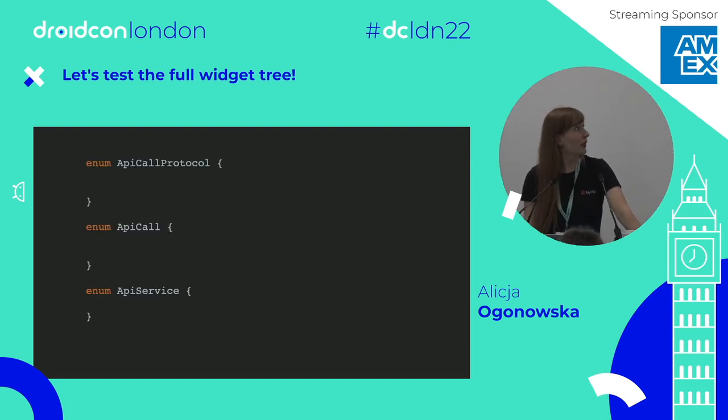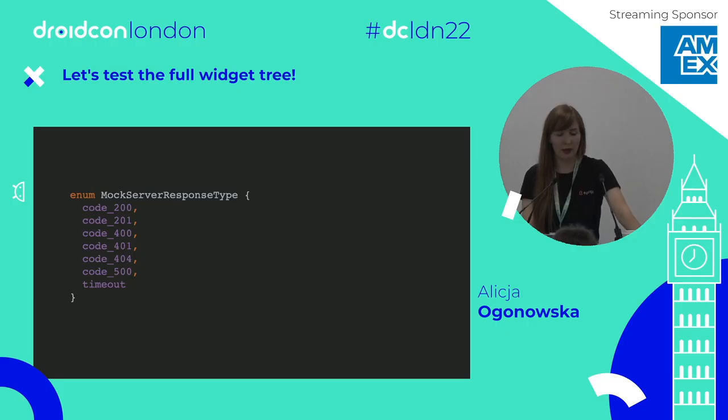So some simple classes that will be useful for mocking it. It will be an API call protocol. And as I said, I'll be just using get and post. I will have two API calls in my app. One will be to get the list of all posts and also to add a post. And I'll only have one API service that will be handling them. But you can imagine that in a bigger app, those classes, those enums will be much bigger, and you'll have much more to mock. And also I will define some response types that I want to handle.